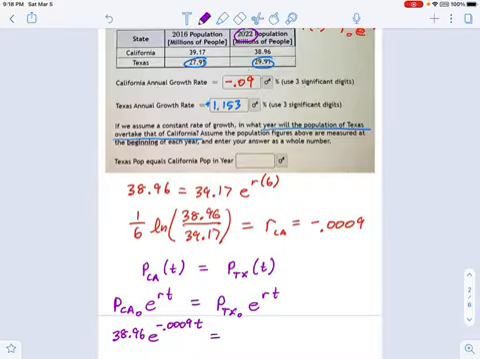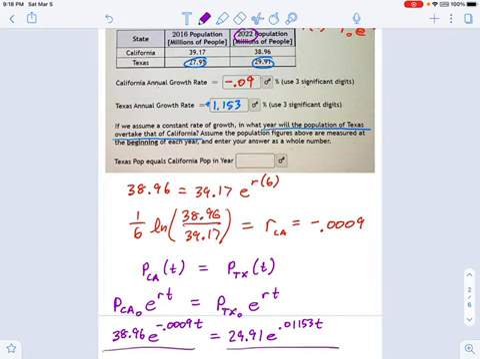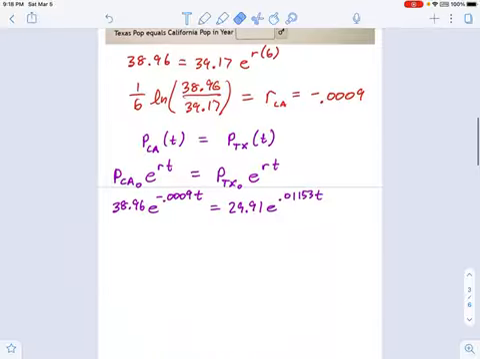And the Texas side of the equation is this, 29.91 million e to the, now we have to use Texas's rate. It's going to be a little different here. This is 0.01153 t. Okay, there's my equation. Think about what this says for a moment. This says the population of California in some year t equals the population of Texas in some year t. We're just going to figure out what t is.